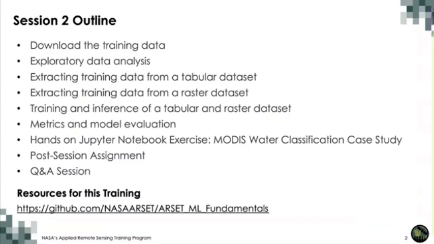We're going to discuss the concept of cross-validation and how you can improve some of your models, even when you have small data sets. At the end, we're going to have a post-session assignment we're going to discuss briefly, and then we're going to have the QA session. As always, the resources for this training are going to be on the GitHub repository that we shared across the sessions.